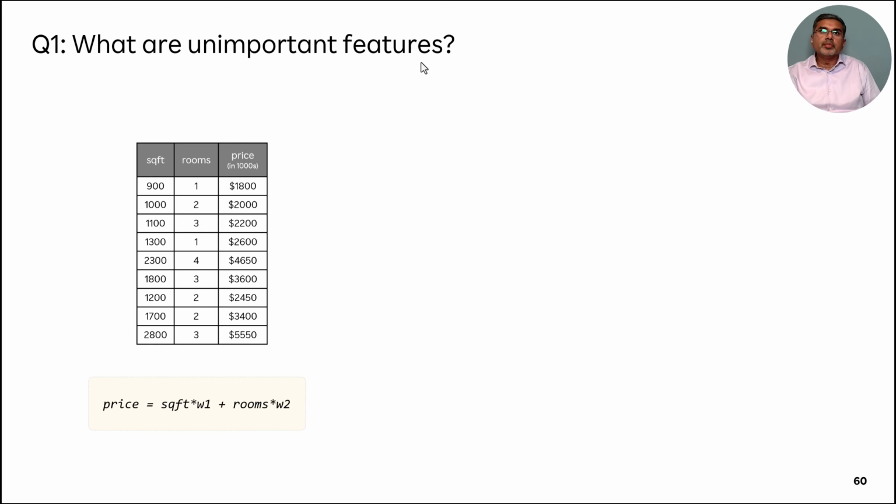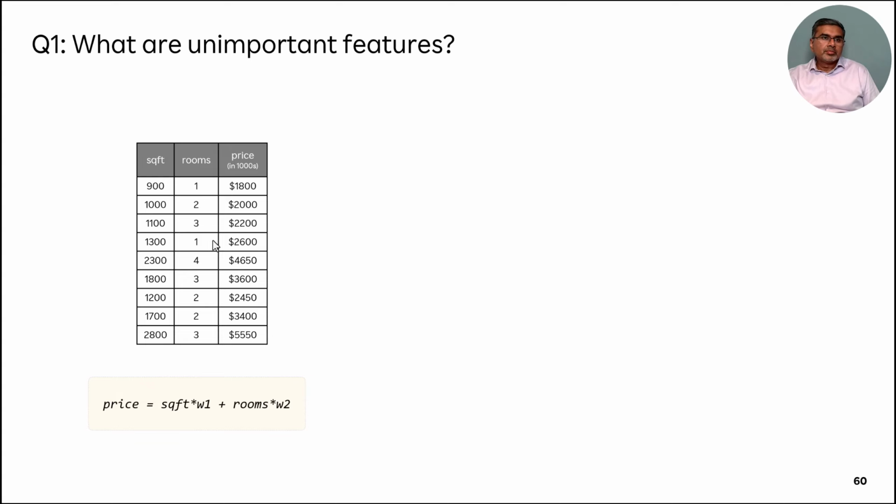Now let's explore the first question. What are unimportant features? Let's say we have a data set like this where we are trying to predict the price of a house, and the two input features are square feet of the house and the number of rooms it has. The price can be expressed as square feet times weight W1 plus rooms times weight W2. For the sake of example, let's drop the bias.